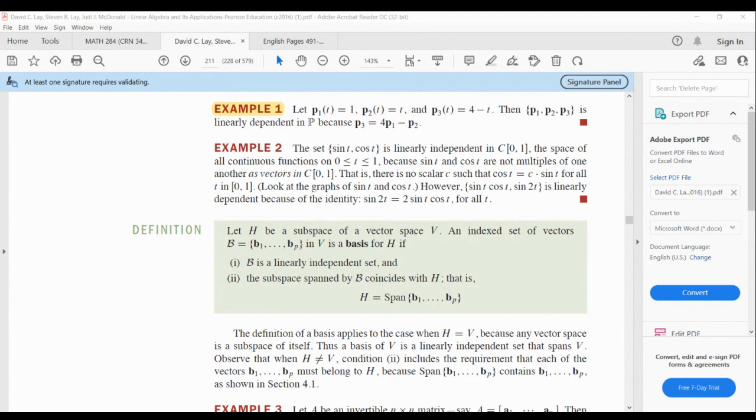Okay, so a basis. Definition of a basis. An indexed set of vectors is a basis for the subspace H if the collection of vectors is a linearly independent set, and if the space spanned by that set of vectors coincides with H.